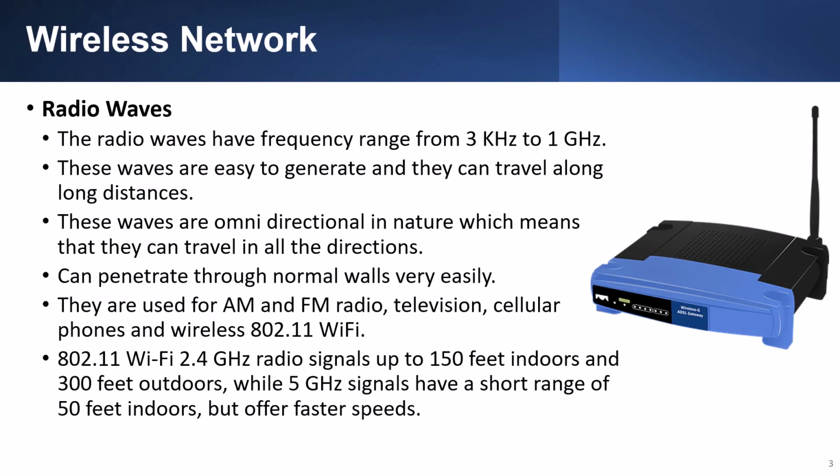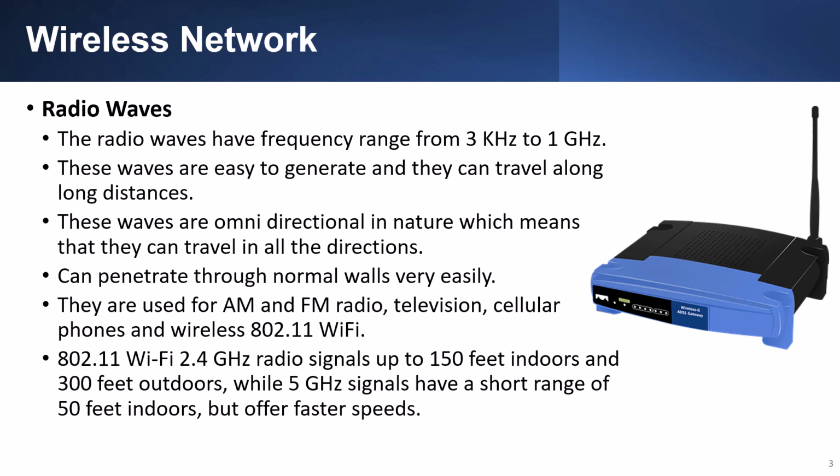Radio waves have a frequency range of 3 kHz to 1 GHz. These waves are easy to generate and they can travel long distances. These waves are omnidirectional in nature, which means that they can travel in all directions. They can penetrate normal walls very easily. They're used for AM and FM radio, television, cellular phones, and wireless 802.11 Wi-Fi.